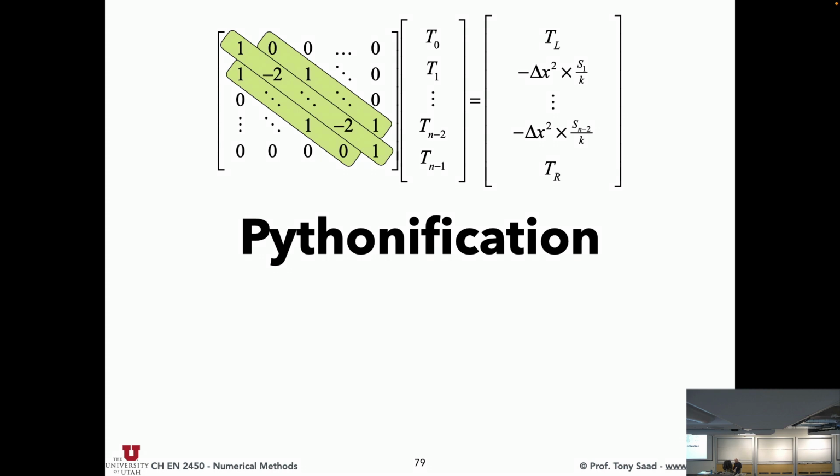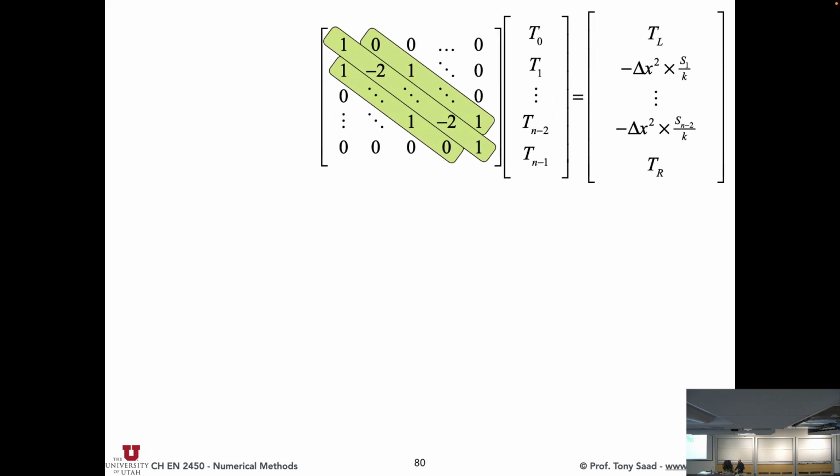Because there's still more. Now we want to Pythonify this, turn it into Python. And we are not going to enter the matrix one entry at a time. One of your colleagues was doing that, and I told him, now do it for 1,000. He was like, no way. So we need machinery to do it because the matrix is the same. It's just got a bunch of minus twos on the diagonal, and a bunch of ones on the upper and lower diagonals.